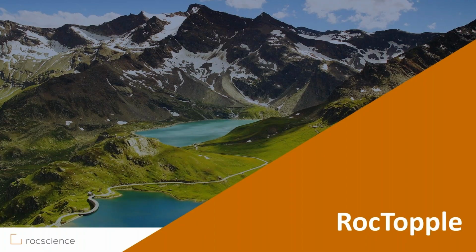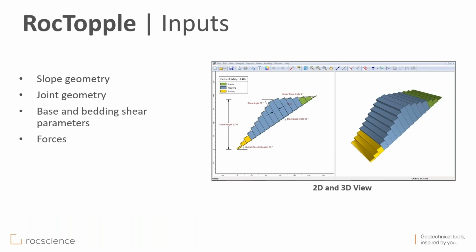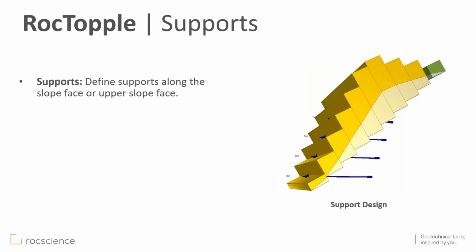Now we'll talk about RocTopple. RocTopple is a 2D limit equilibrium program used for analyzing toppling failure. To fully define your analysis in RocTopple, the user must specify parameters related to the slope geometry, joint geometry, base and bedding shear strength parameters, as well as any additional forces acting on the blocks. External loads can be applied over portions of the slope as either distributed loads or line loads. Seismic loads can be applied by specifying non-zero seismic coefficients, which are applied over all the blocks. Supports can also be applied to the model along the slope faces.